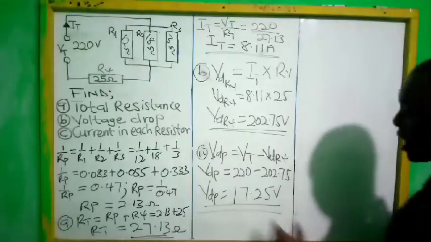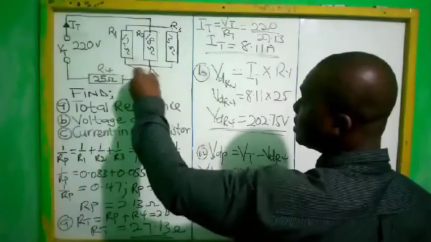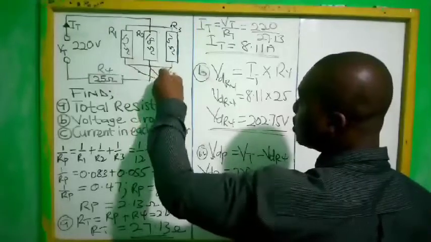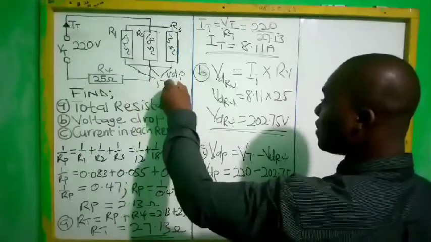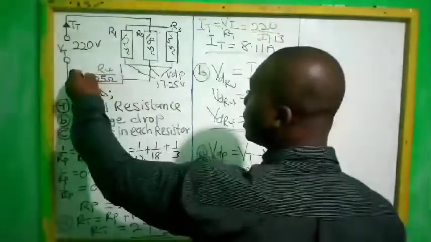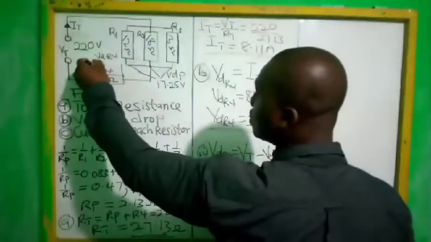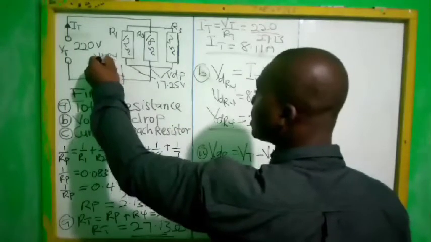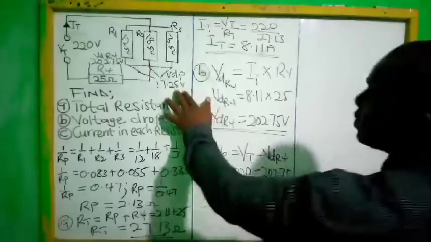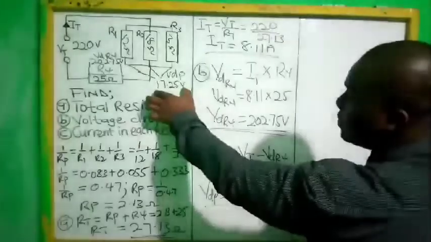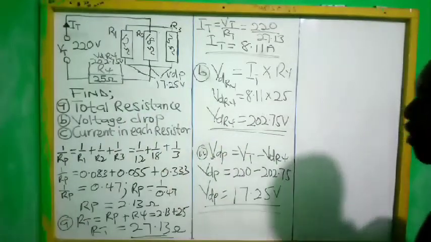the parallel. Now that we have the voltage drop in parallel, these three resistors have a voltage drop of 17.25 volts. And then the voltage drop in R4 is 202.75 volts. All right. So now that we have the voltage drop in the parallel, we use the voltage drop now to check each of the resistors, and then we'll have the current in each of the resistors.